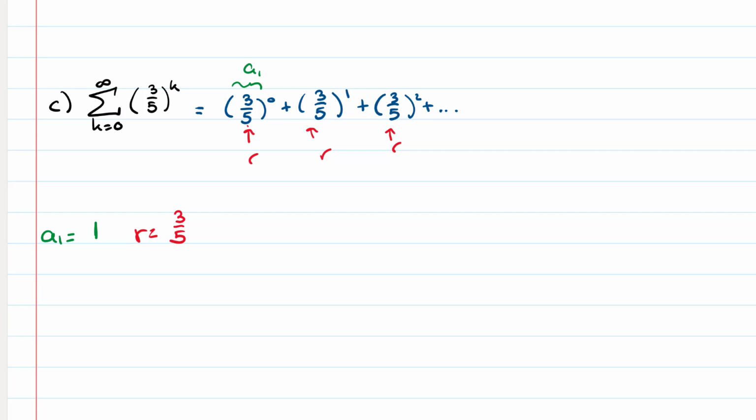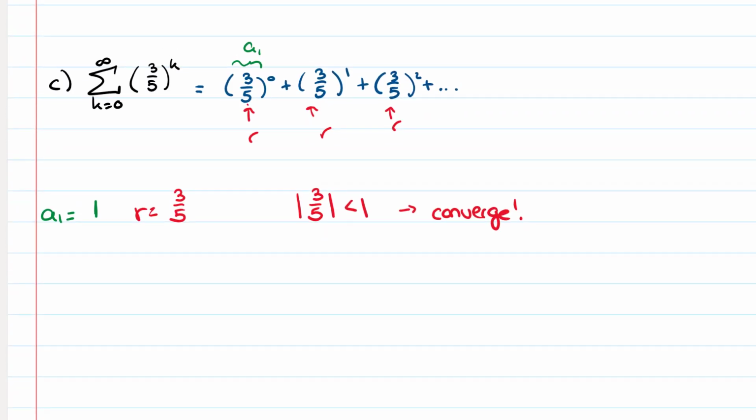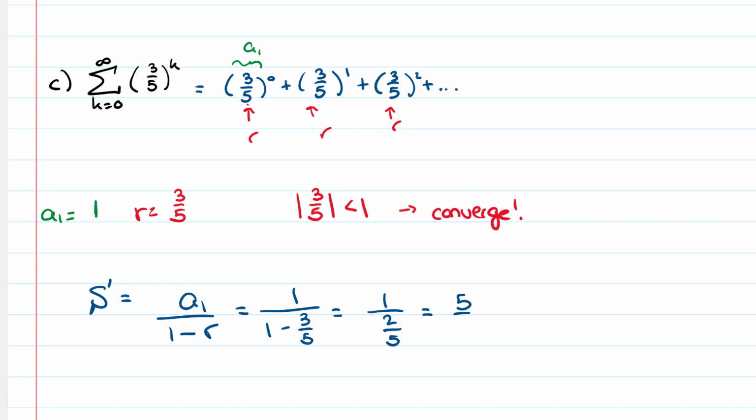So the first step is to determine if it converges or diverges. So you take the absolute value of r, and it turns out that is less than 1. Therefore, this series is going to converge eventually. And to find the sum, we're going to go ahead and use that formula a sub 1 over 1 minus r. So it's 1 over 1 minus 3/5, which is 1 over 2/5, which is going to be 5 halves.